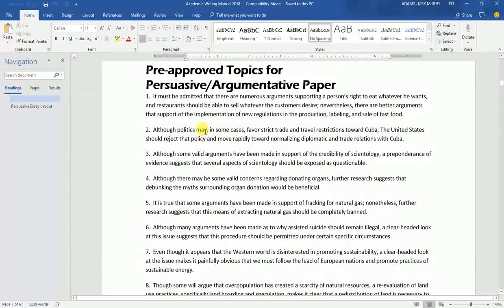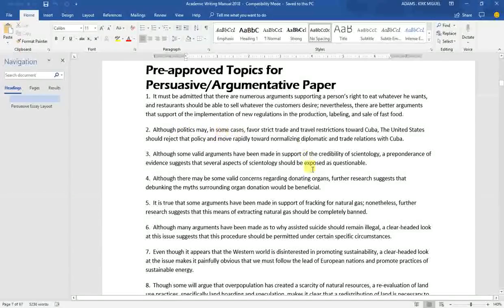Let's try the same thing. Let's use the other style. We can say, it must be admitted that in some cases politics may favor strict trade and travel restrictions toward Cuba. Semicolon here. However, comma, the United States should reject that policy and move rapidly toward normalizing diplomatic and trade relations with Cuba.